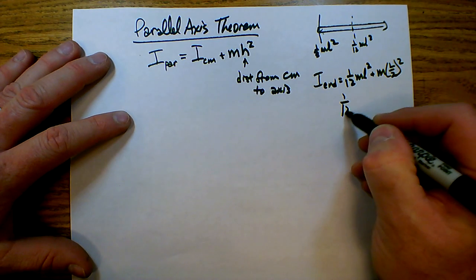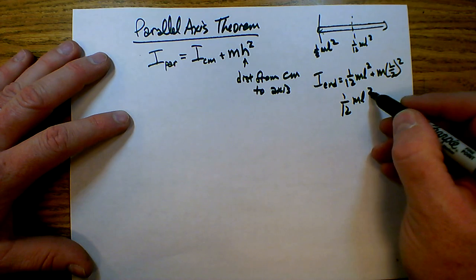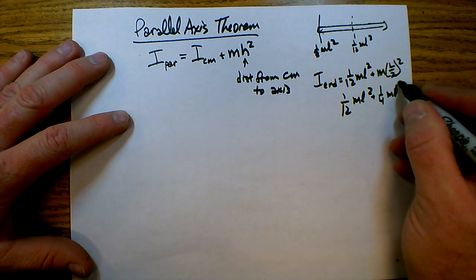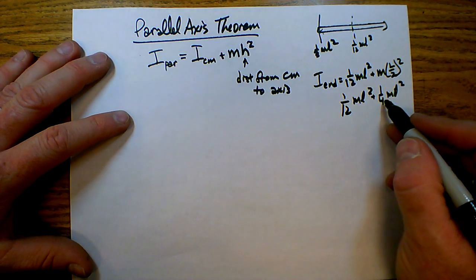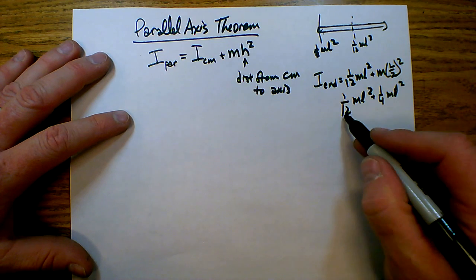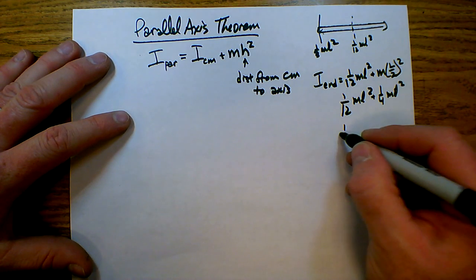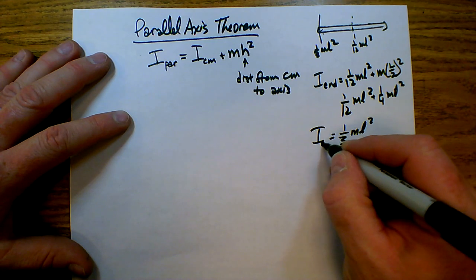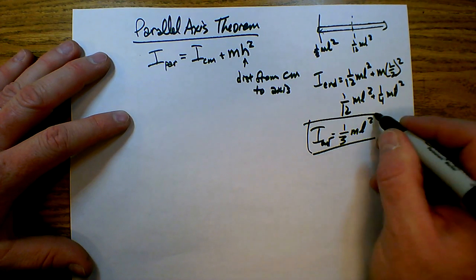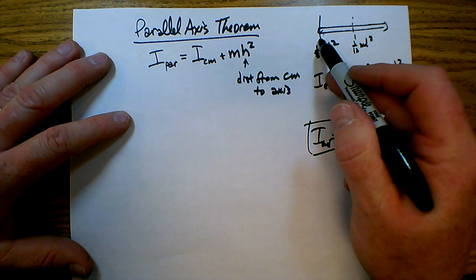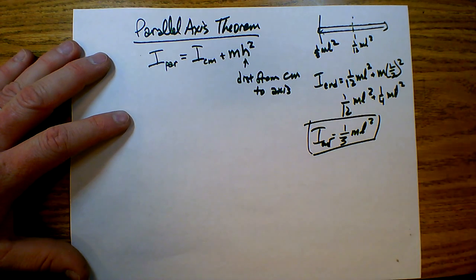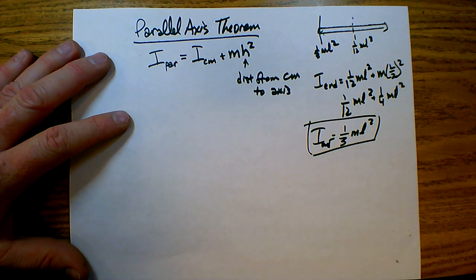That becomes then 1/12 ml squared plus 1/4 ml squared. And a 12th plus a 4th, get a common denominator. That's 3/12, 1/12, that's 4/12, which is in fact 1/3. And so the parallel axis theorem verifies that the inertia of an axis passing through the end of the rod is in fact equal to 1/3 ml squared. That's kind of how you use the parallel axis theorem.